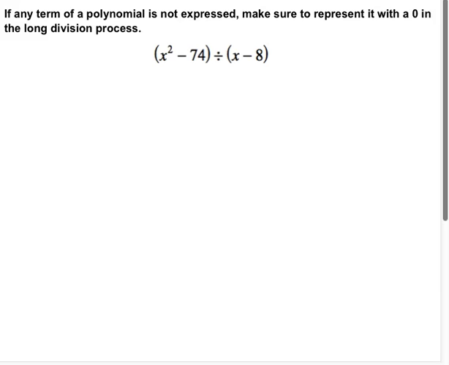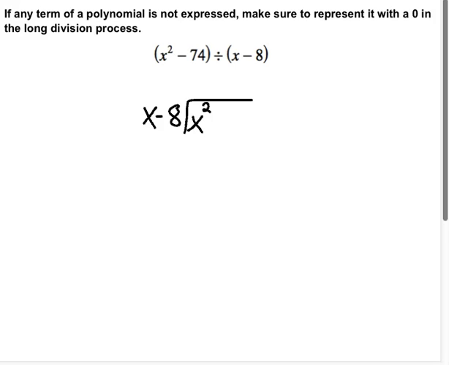One last example that I need to show you before I let you go in this video. What I need you to understand is when there's a missing piece in the polynomial. So here we have x minus 8. But then we have a piece missing. I have x squared, but I don't have an x term.